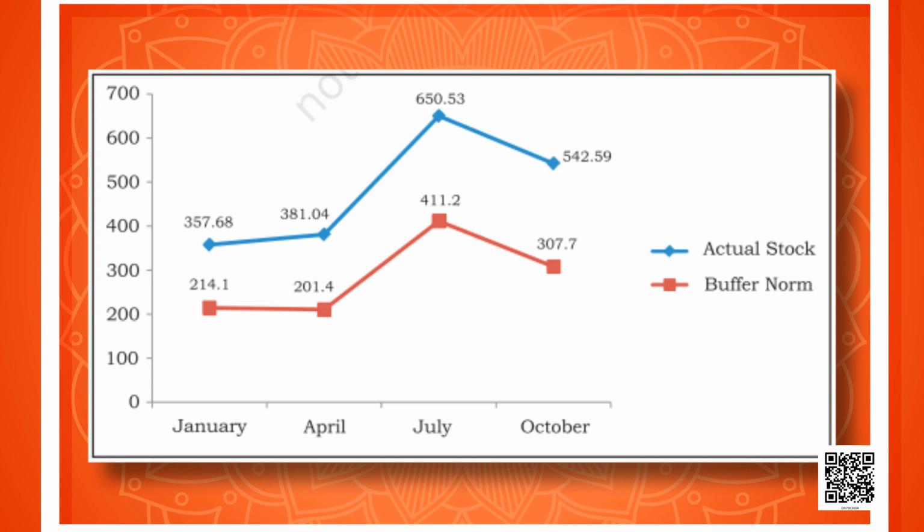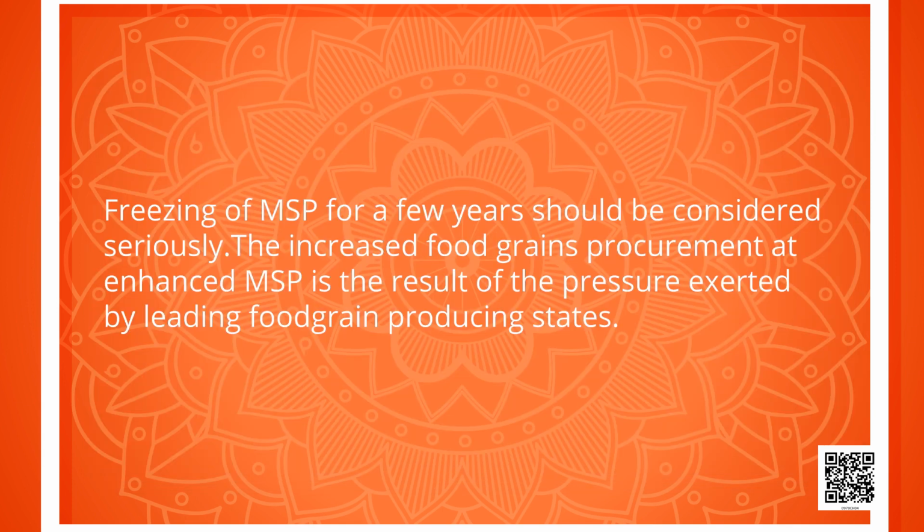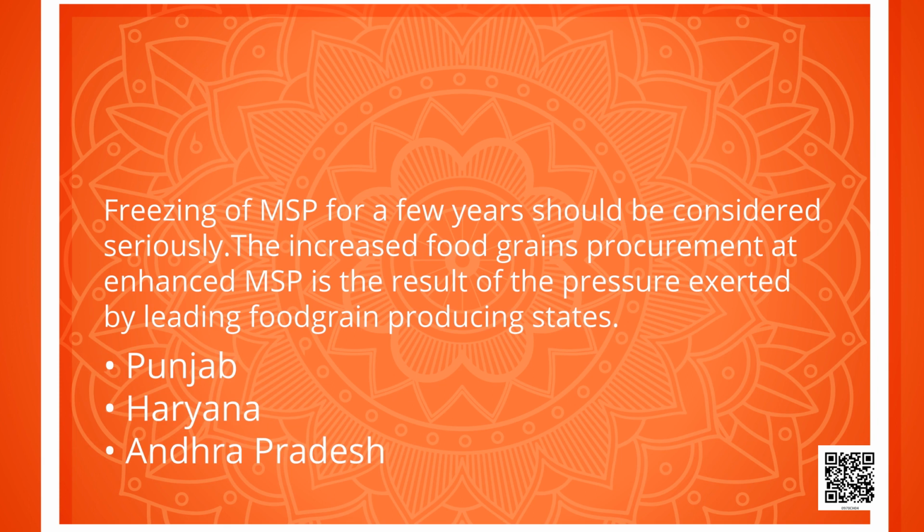There is general consensus that high level of buffer stocks of food grains is very undesirable and can be wasteful. The storage of massive food stocks has been responsible for high carrying costs in addition to wastage and deterioration in grain quality. So, freezing of MSP for a few years should be considered seriously. The increased food grains procurement at enhanced MSP is the result of the pressure exerted by leading food grain producing states such as Punjab, Haryana, and Andhra Pradesh.